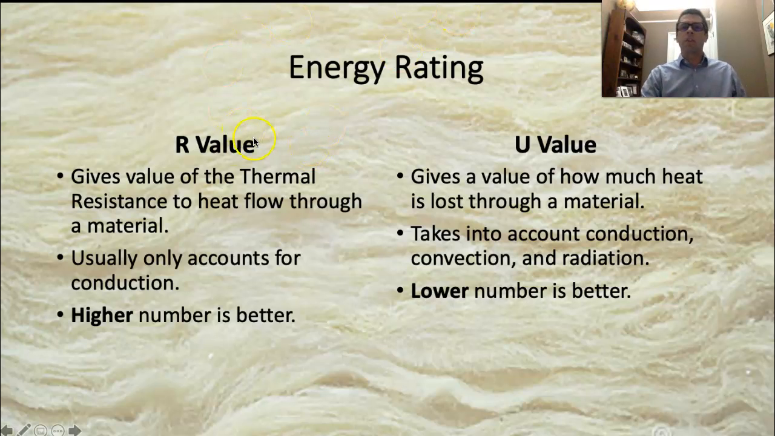So just an example here, the R value of our cavity insulation is R21, and then we're picking up another R5 and change with the exterior insulation. The U value of our glazing in our windows and doors was called out at 0.31, so a very low number.